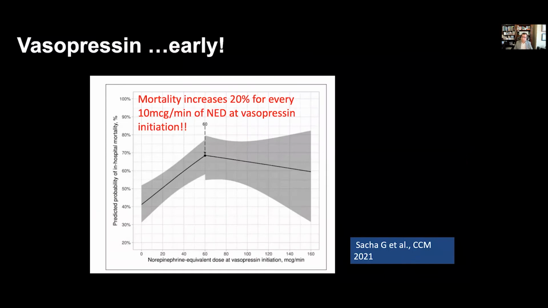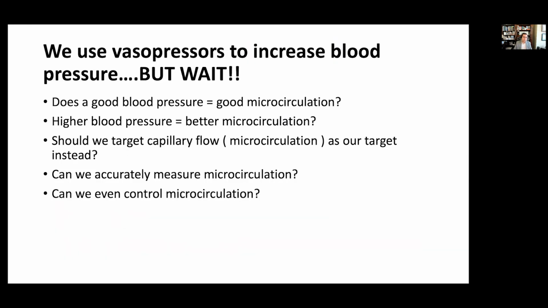Vasopressors early in general do help, and we look at norepinephrine and vasopressin. Early vasopressin does improve outcomes as early as 10 mcg per minute of norepinephrine. The later you delay vasopressin, outcomes worsen. And the important part is we do want to start vasopressors early, but the counter argument is that we are not sure whether starting vasopressors early and getting a good blood pressure does really improve microcirculation at the tissue level. And clearly, we still don't have those answers yet.